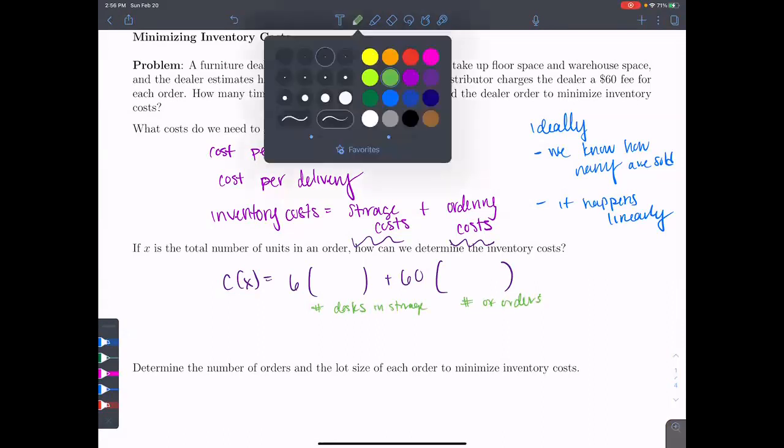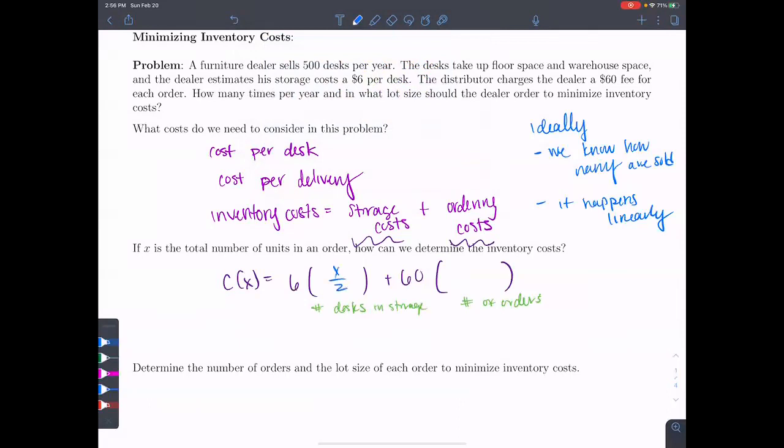We're going to call this one in general X over 2, assuming that we have about half of our inventory in storage and half of it on the floor. This is the average number of items. And then 500 is the total number of desks they're going to sell, divided by X. That will give us the number of deliveries. This gives the number of orders.